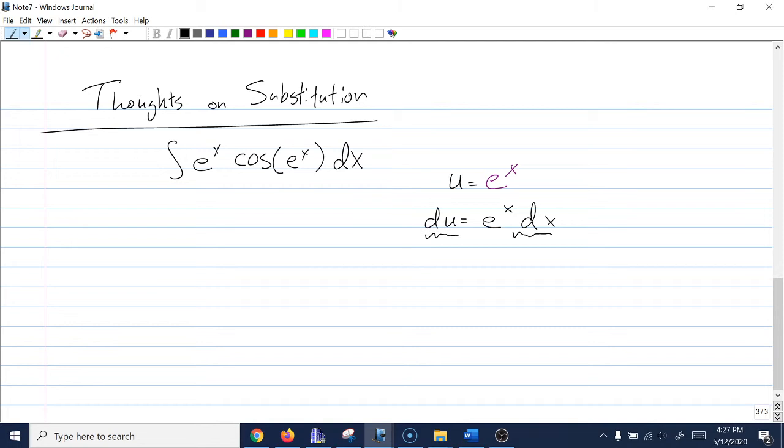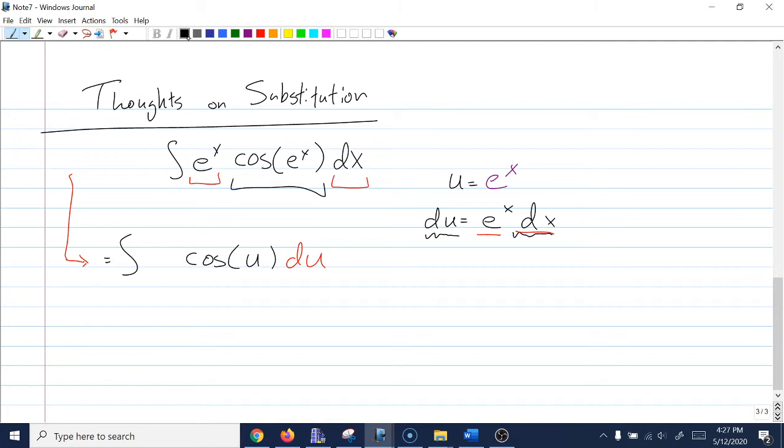Then you want to be able to rewrite the integral. This is cosine of u, and then e to the x dx combine forces to become du, which is e to the x times dx. My goal is to write the exact same thing as before with nothing extra and nothing missing.